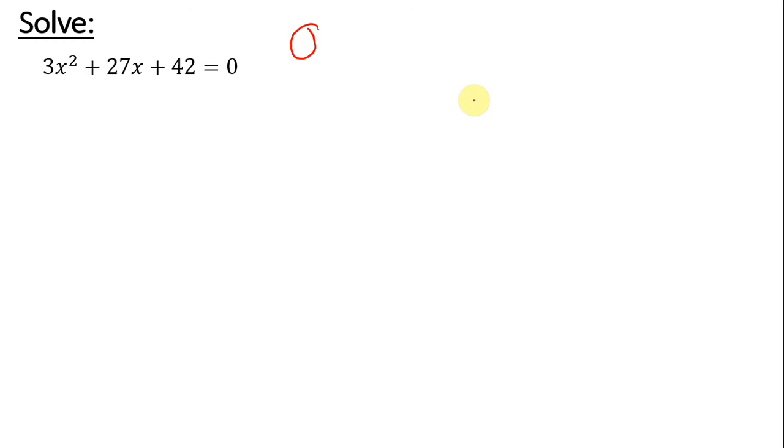Problem 4. 3x squared plus 27x plus 42 equals 0. Now, when you're looking at this problem, it might look a little bit intimidating. However, there's something that we can do to make this problem a little bit more manageable.